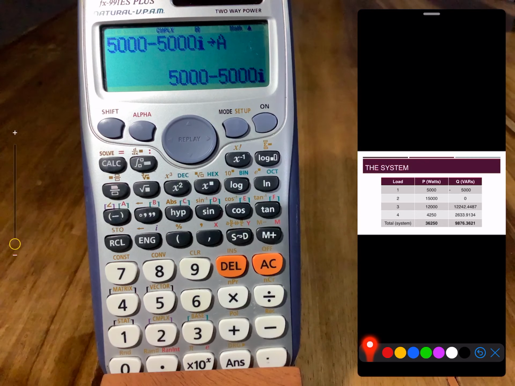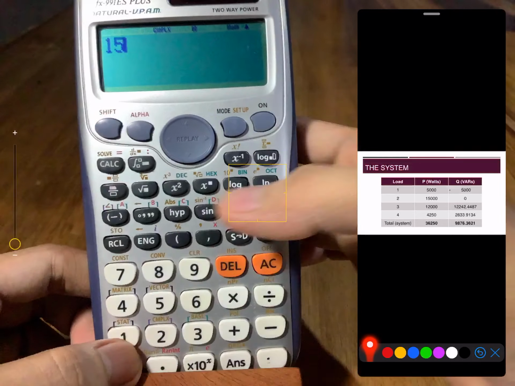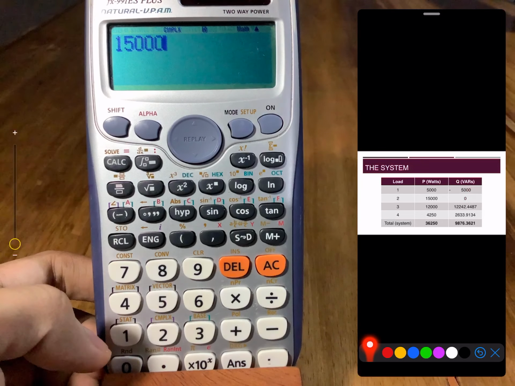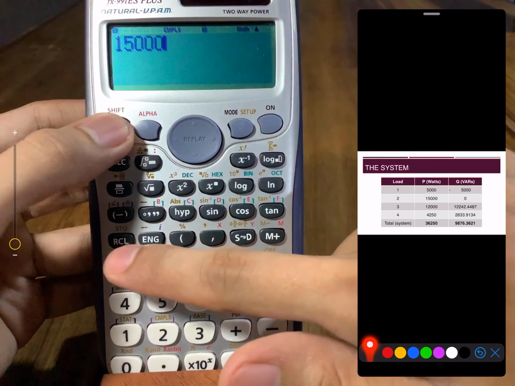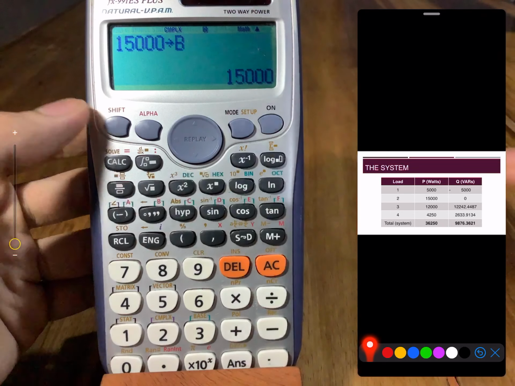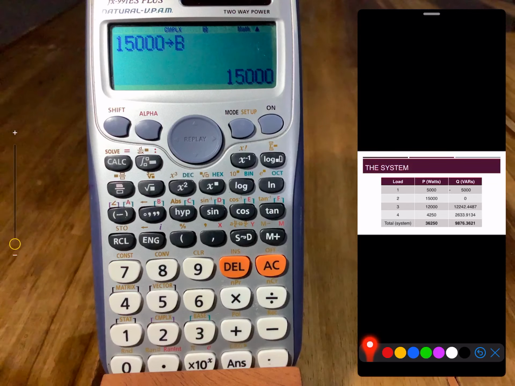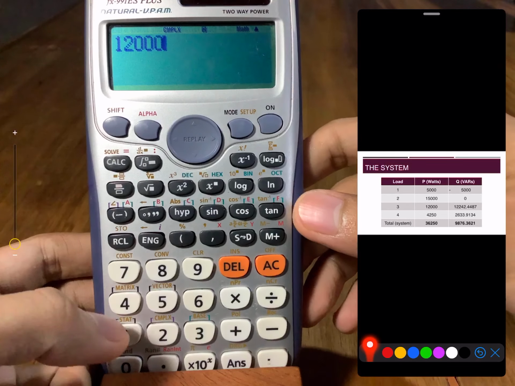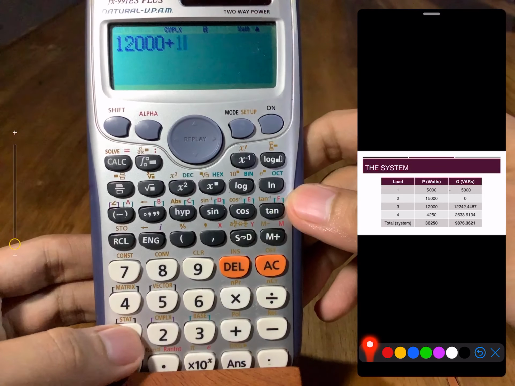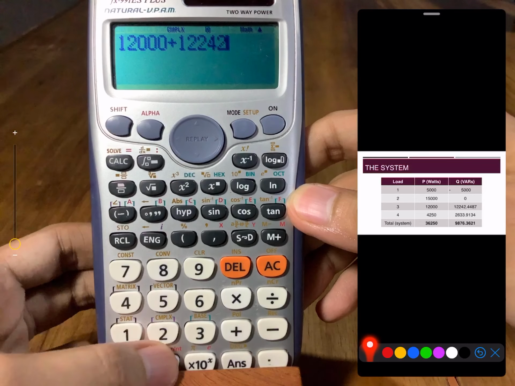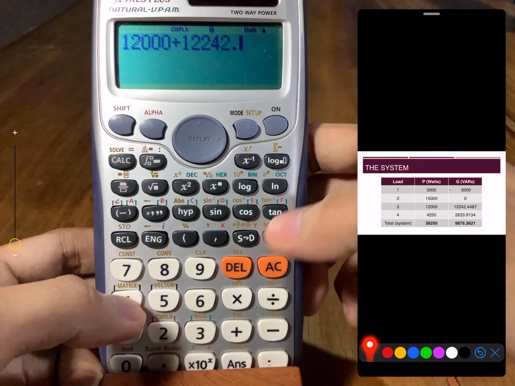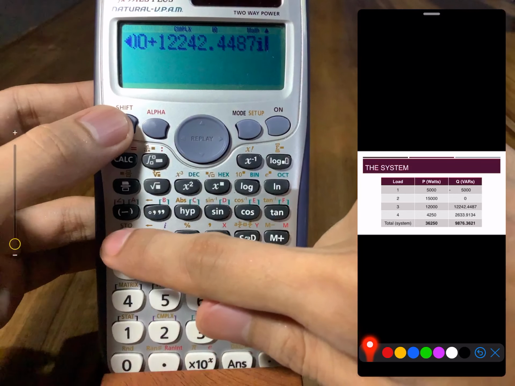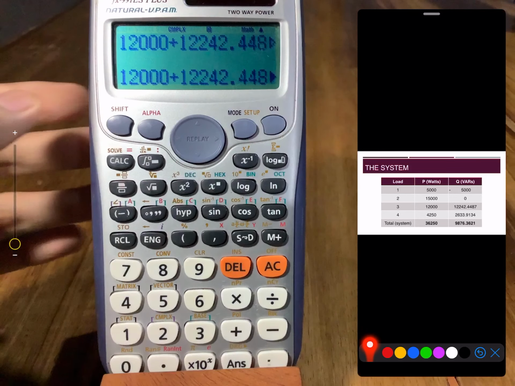And for load 2, that is 15,000, with no reactive component or no imaginary part, so store this to variable B. And for the third load, we have 12,000 plus 12,242.4487i, and store this to variable C.